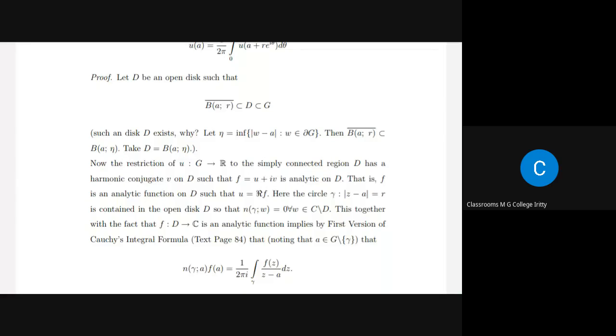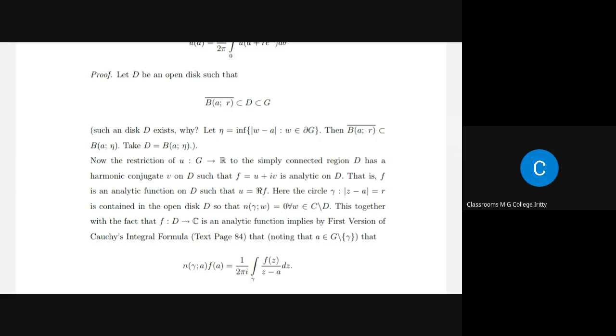Here the circle gamma, |z - a| = R, is contained in the open disk D. So n gamma of w equals 0 for all w in C minus D. Also, f from D to C is an analytic function. So we apply Cauchy's integral formula: n gamma of a times f of a equals 1 by 2 pi i times the integral over gamma of f of z by z minus a, dz.